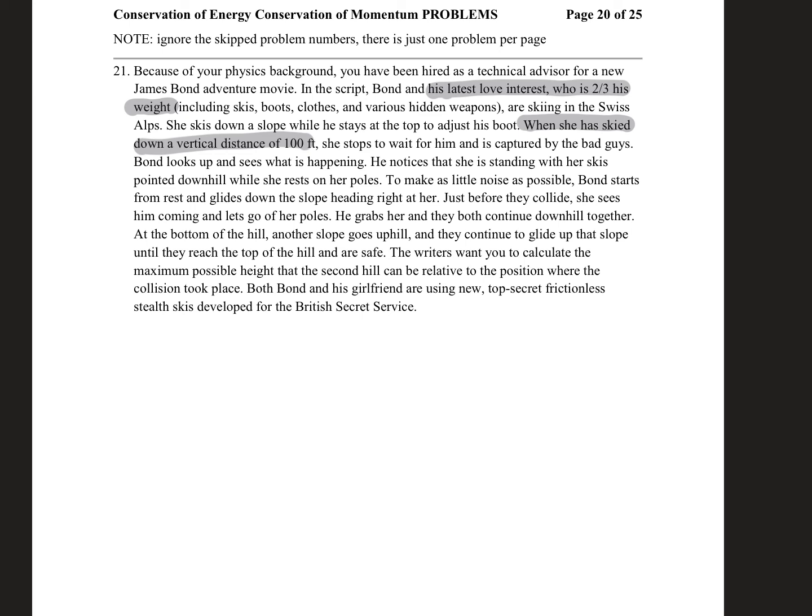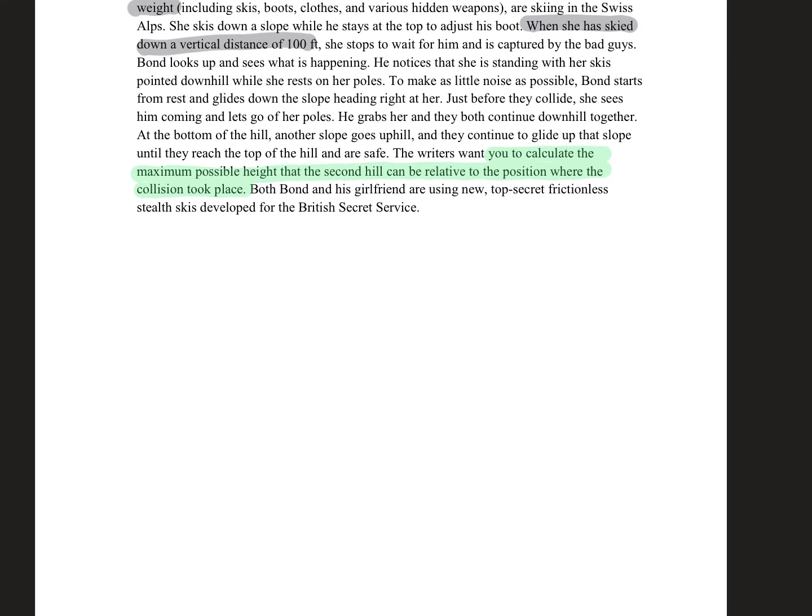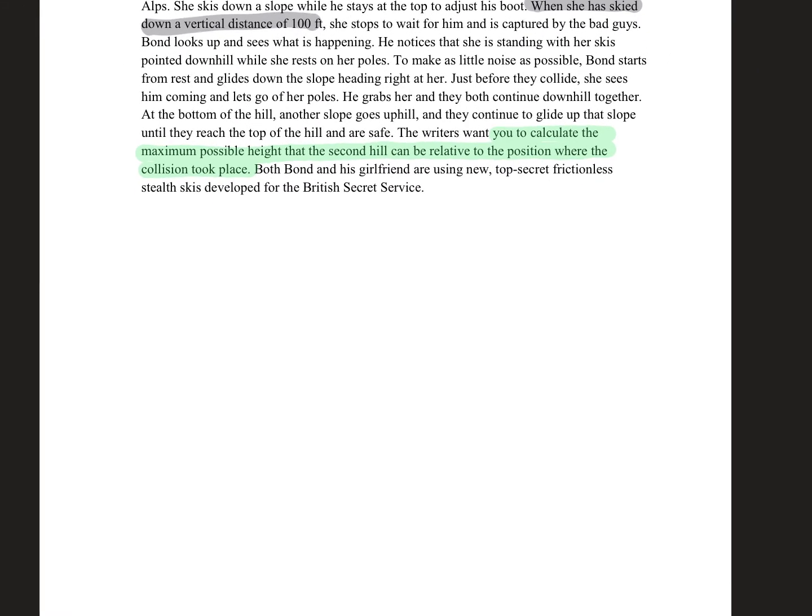And you want to calculate the maximum possible height that the second hill can be relative to the position where the collision took place. Both Bond and his girlfriend are using top secret frictionless stealth skis developed for the British Secret Service. Okay. Thanks for telling me. All right. So, what is this?